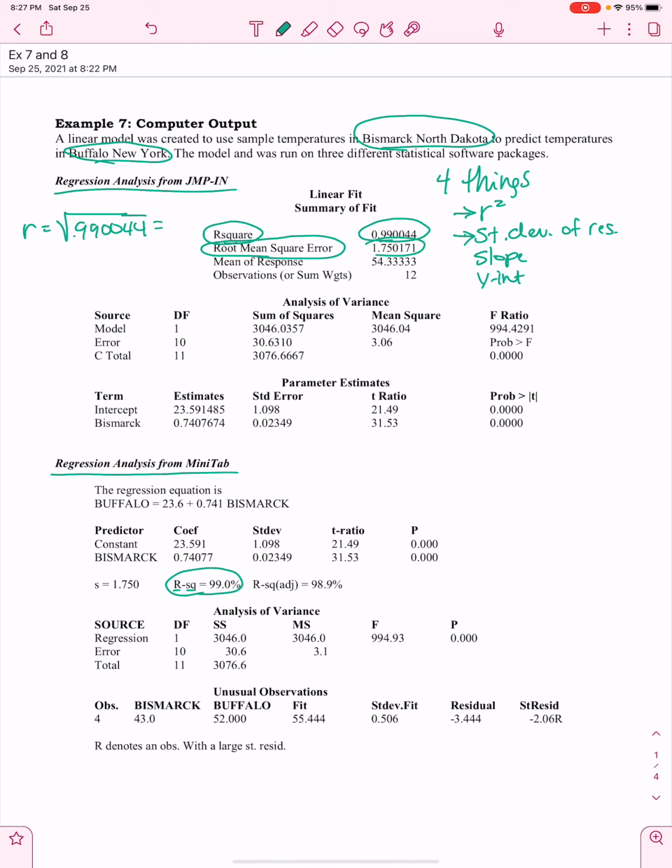So if you can't find S, which is typically what it is, see like down here, see how these values are the same? Okay, normally it's S, the standard deviation of the residuals, but every once in a while you'll see it called the root mean square error.